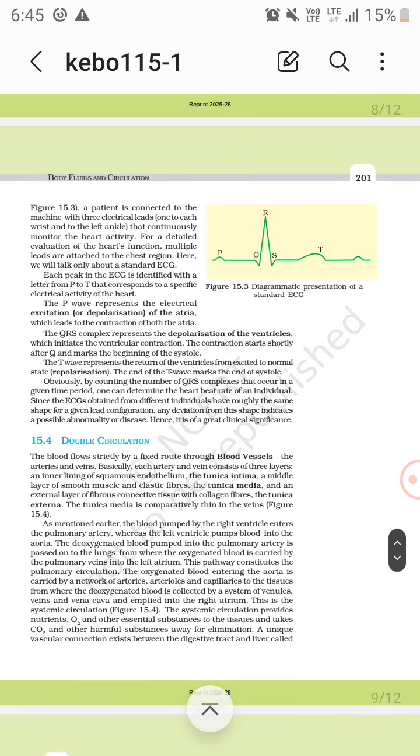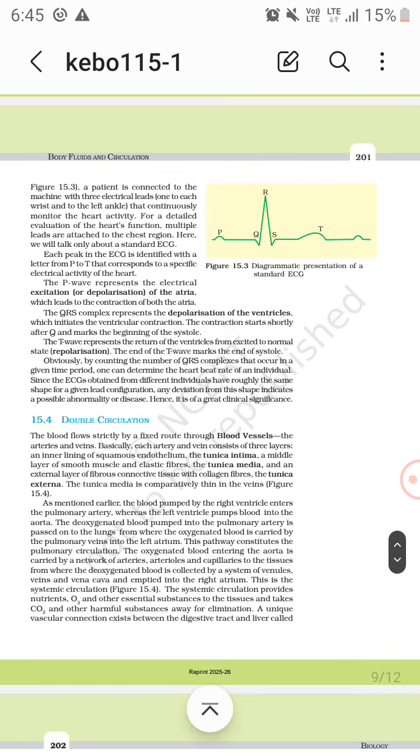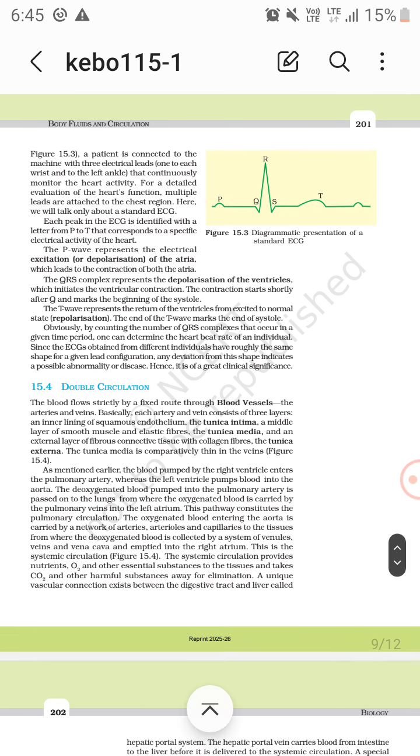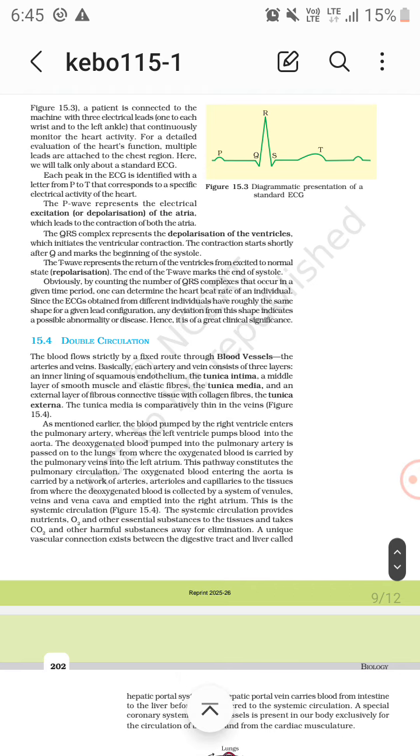It starts shortly after Q and marks the beginning of the systole, and the T wave represents repolarization, that is, return from the excited state to normal of the ventricles, and marks the end of the systole. Now QRS can tell the heartbeat.